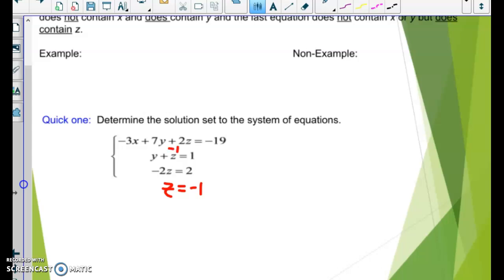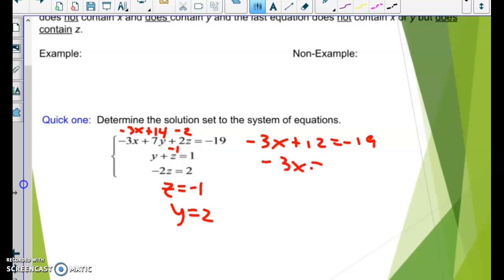And if z is equal to -1, y is equal to 2. And if z is equal to -1, times 2 is -2. If y is 2, I get 14. So I get -3x plus 14 minus 2 equals -19. If I solve that, I get -3x plus 12 equals -19. I get -3x equals -31.